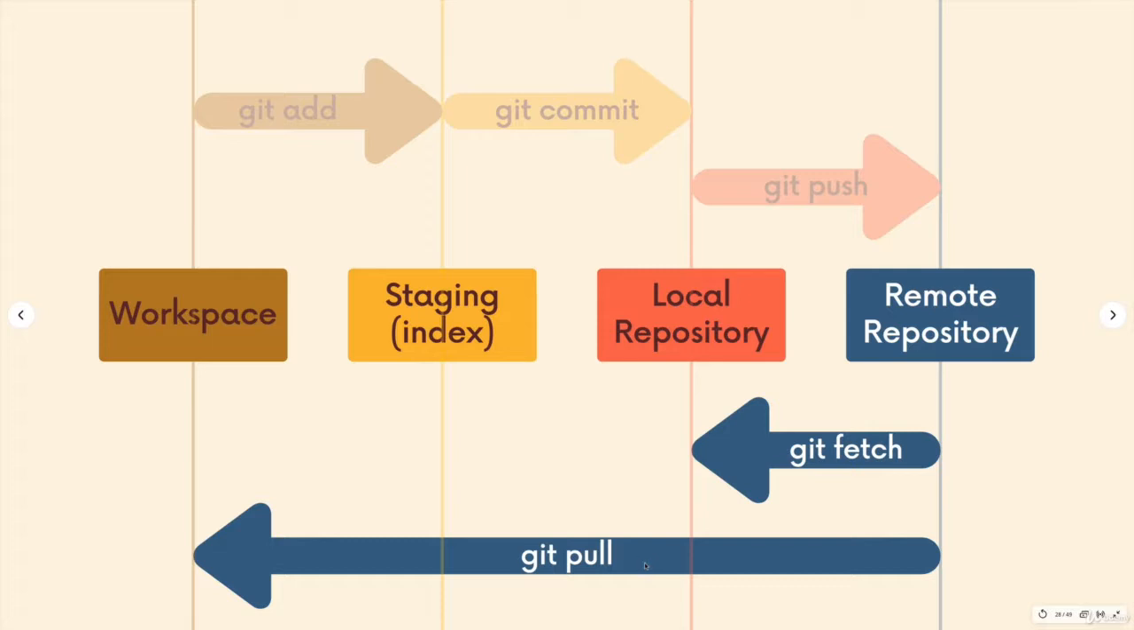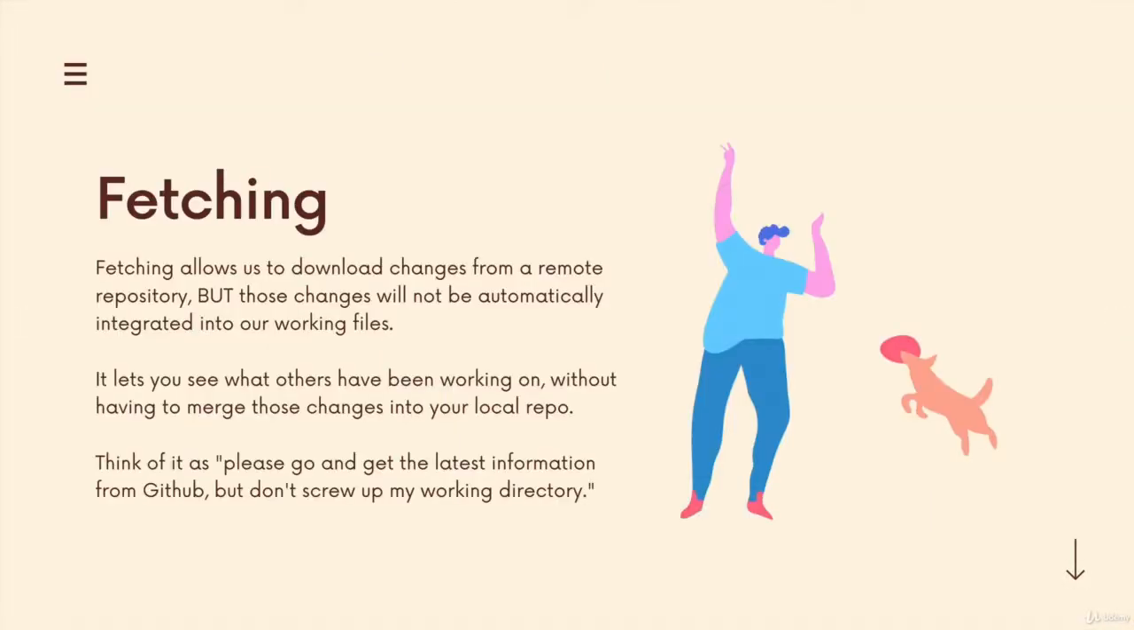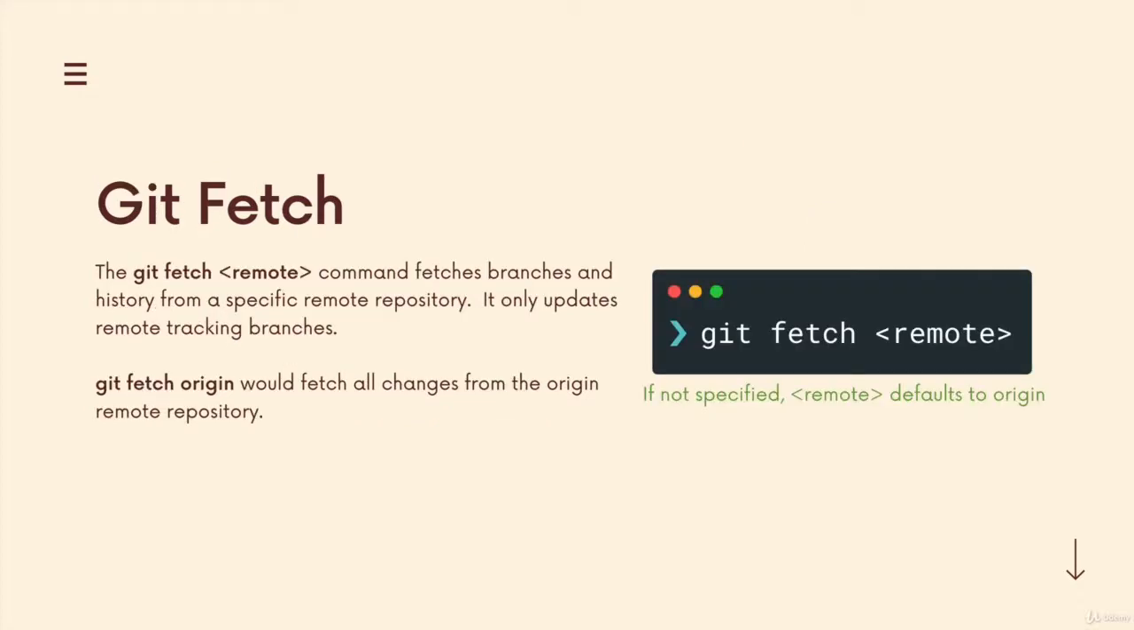I will illustrate the difference. It can seem a little confusing at first. Fetching allows us to download changes from a remote repo, but those changes are not integrated into our working files. So it's a way of fetching the latest changes and having access to them on your machine, but without having to merge them into our actual local working directory, without having to mess up our files. So think of it as this last paragraph. Please go and get the latest information from GitHub, but don't screw up what I'm currently working on. So we'll have access to it using this git fetch command.